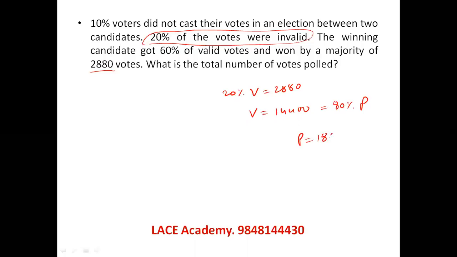So polled votes equal to 18,000. Luckily he asked only votes polled. So 18,000. It's all about tables, mark. 18 twos are 144, so your answer should start with 18.